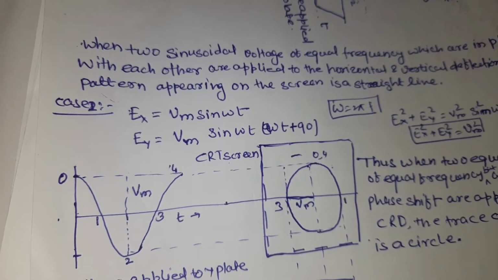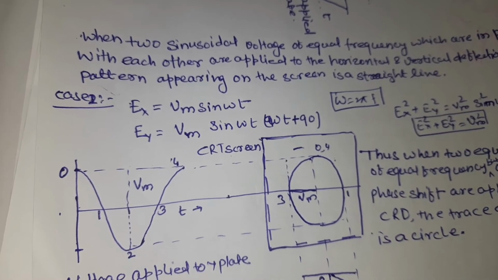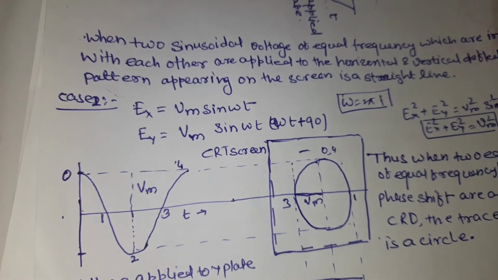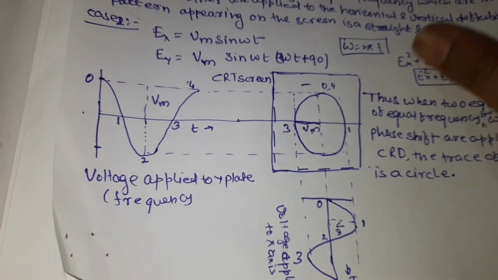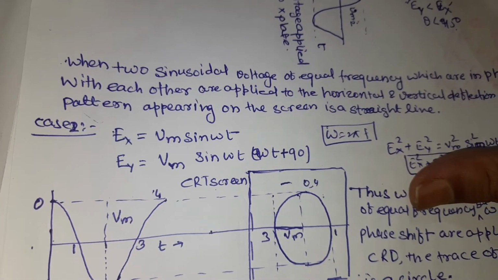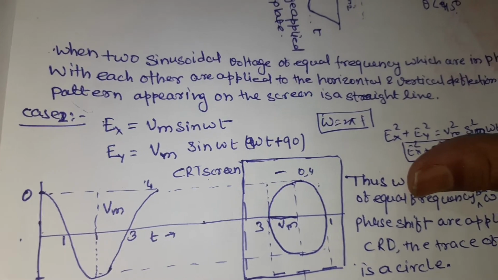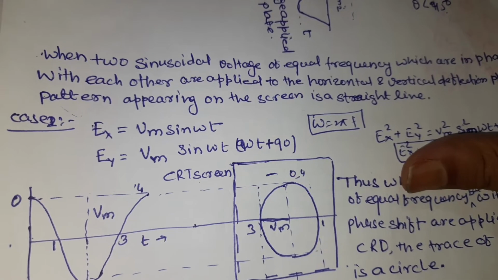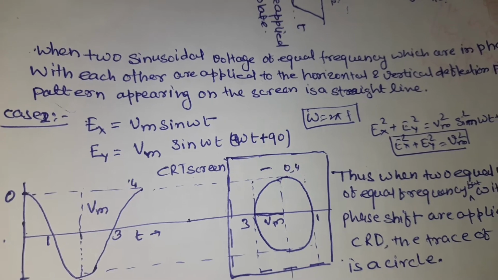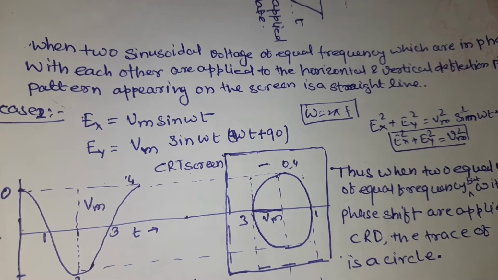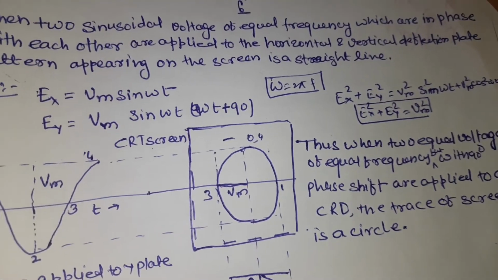So if there is a 90 degree phase shift, and you draw the curve, then the CRT screen of the CRO shows a circle. That means if there is a 90 degree phase shift, then the trace of the CRO is a circle.